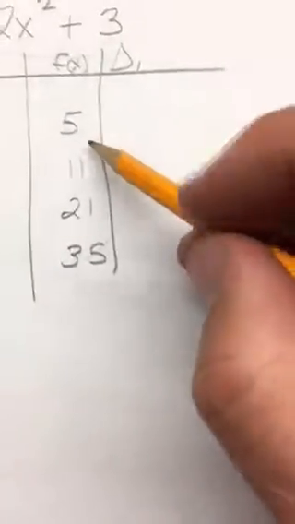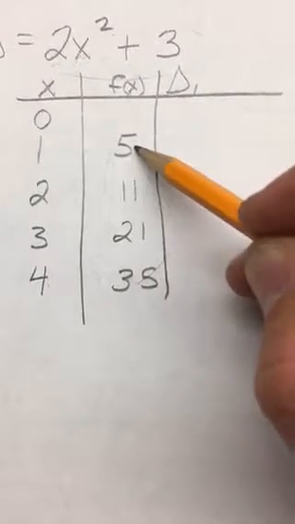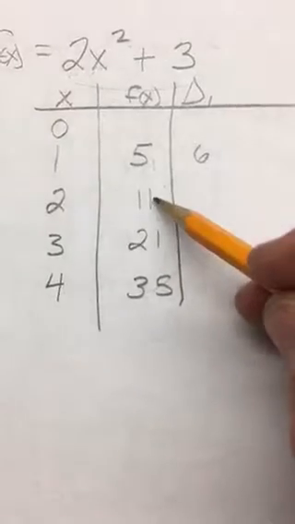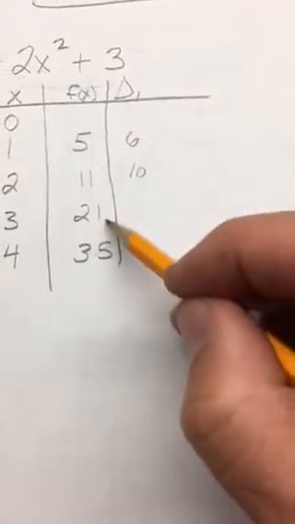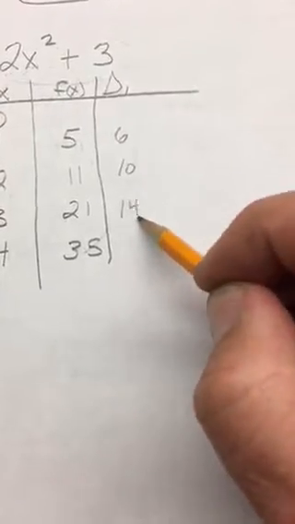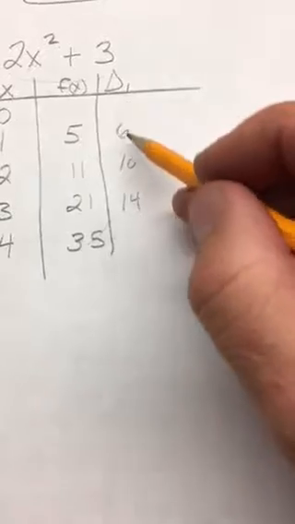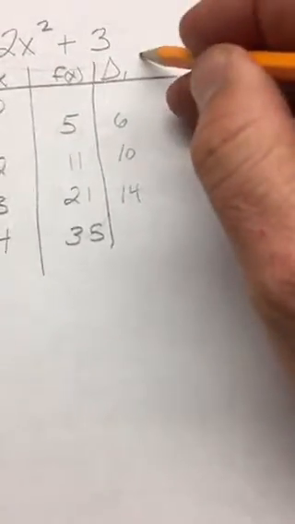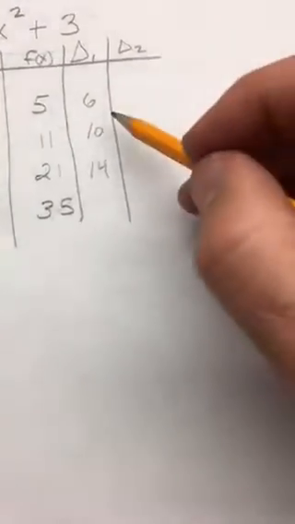Now let's run our little difference trick. 11 minus 5 is 6. 21 take away 11 is 10. 35 take away 21 is 14. And so on and so forth. It just keeps going. Because it's not the same number every time, this is not linear. So we've got to go to the second difference column and see what's going on here.